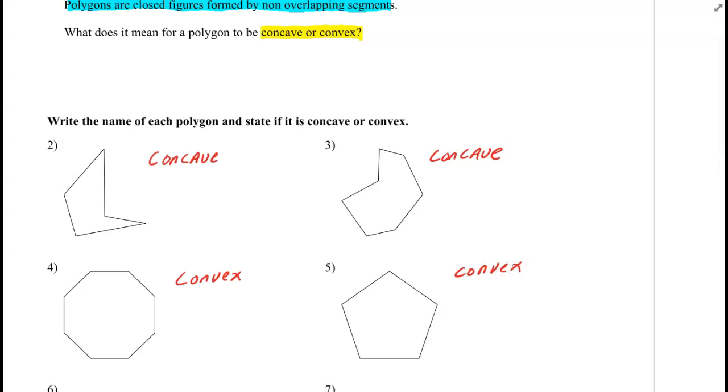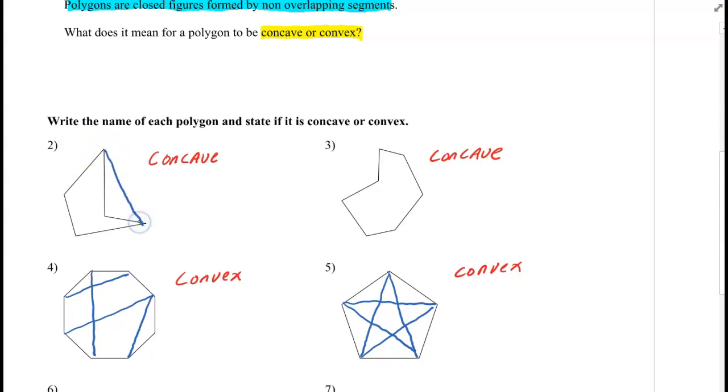Another viewpoint of this: if I were to look at problem number 4 and I were to start drawing the diagonals, notice all the diagonals, no matter what vertices you choose, are inside the picture. Same thing with number 5. When I start drawing the diagonals, all the diagonals are inside the figure. In contrast, if I were to look at problem number 3, and I were to draw this diagonal, it is outside the figure. So some people say a polygon is concave if there's a diagonal that is outside the figure.